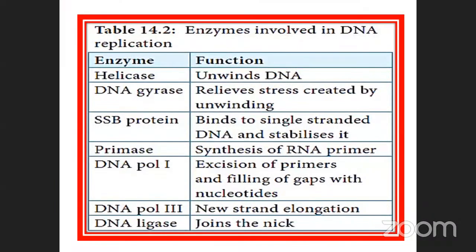See here, the same things are also given. Helicase, unwinding DNA. DNA gyrase relieves the stress created by the unwinding. Single stranded binding proteins bind to the single stranded DNA and stabilize it. Primase, synthesis of RNA primer. DNA polymerase 1, excision of primer and filling the gap with nucleotides. DNA polymerase 3, new strand elongation. Very, very important: new strand elongation.